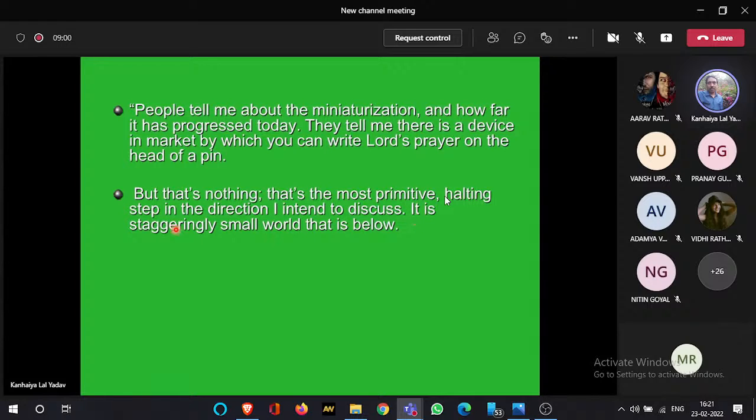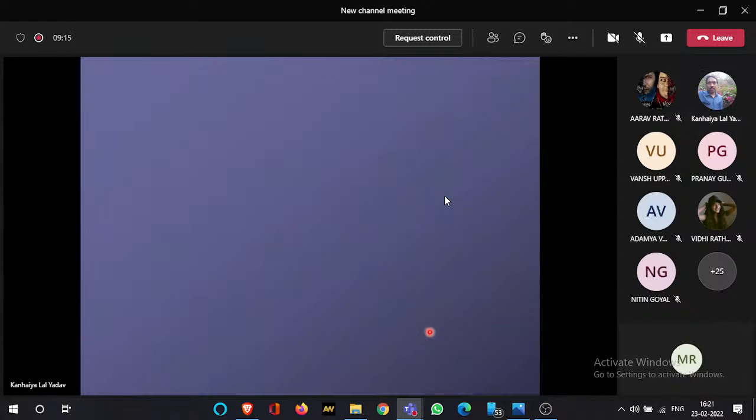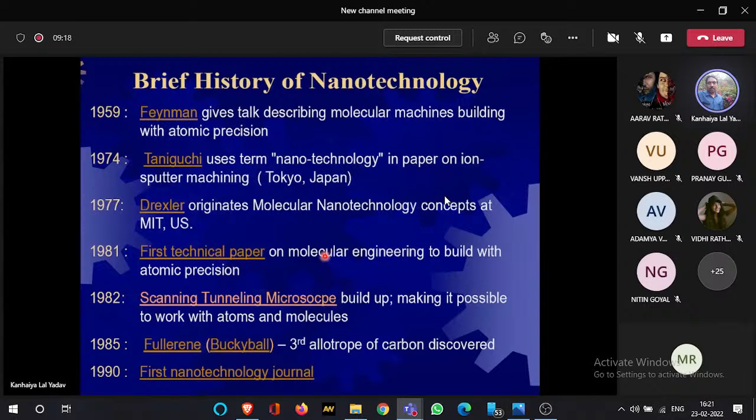I intend to discuss the staggering small world that is now. So he said, why can't we write the entire 24 volumes of Encyclopedia Britannica on the head of the pin? Okay. So there is plenty of room at the bottom. You might have experienced also, like pen drives, if you're using, or the mobile data day by day, or in laptops and computers. The storage capacity is increasing with the same size, or the size is also decreasing and storing capacity increasing.